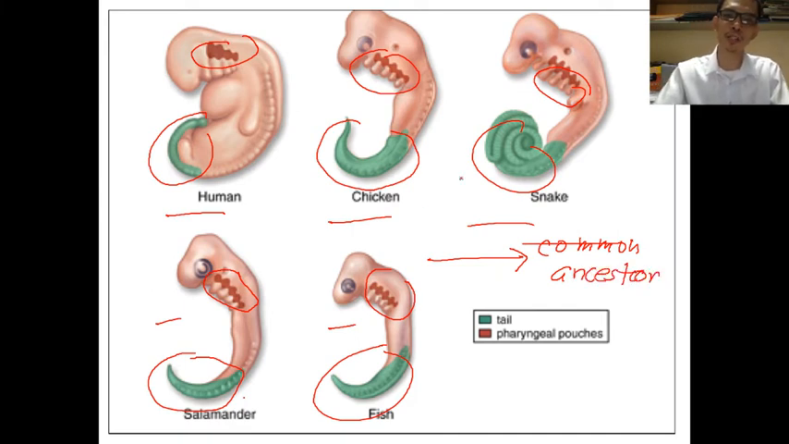Why? Because the tail and the pharyngeal slits are common to each other. Which means that probably our ancestor had those kinds of features in their body as well. So there you go.